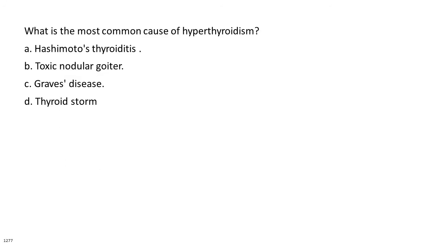What is the most common cause of hyperthyroidism? A. Hashimoto's thyroiditis. B. Toxic nodular goiter. C. Graves' disease. D. Thyroid storm.